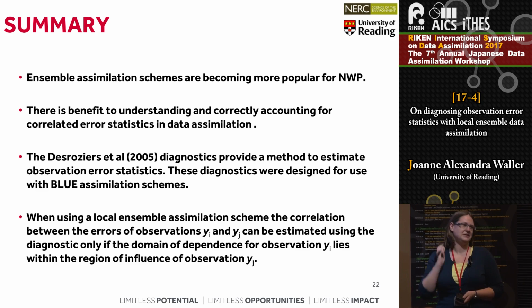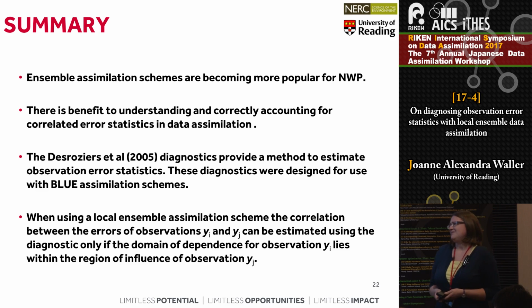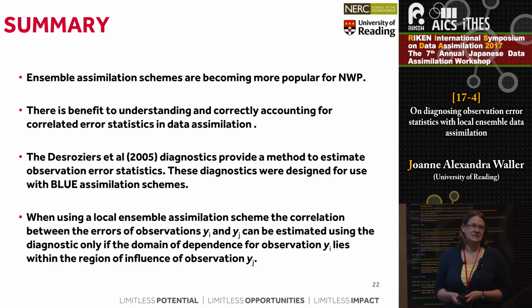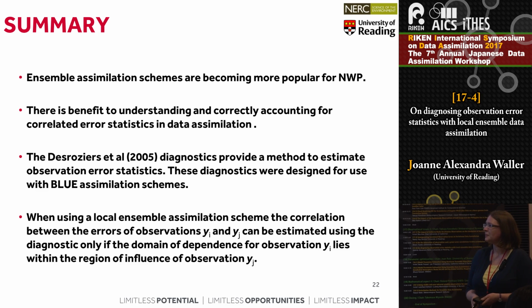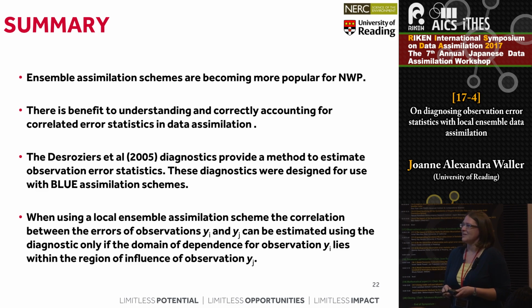We have this Desroziers diagnostic that can be used to estimate the observation error statistics. It's cheap, it's easy, and the data is readily available. But it was designed for use especially in unbiased estimator schemes and variational schemes. And if we start to localize our problem, then we need to be cautious because the mathematical derivation of this diagnostic no longer holds. And we can show in experiments that we can't recover the R matrix that we're looking for. So I think that's all.